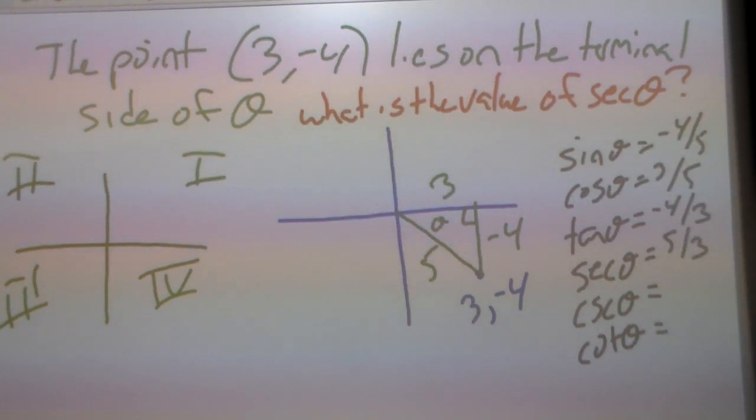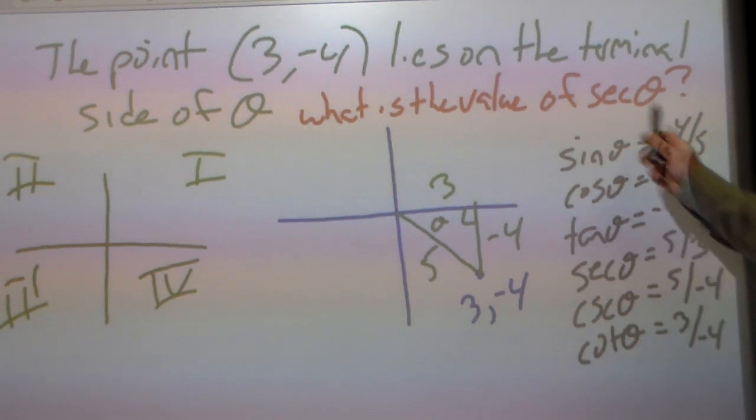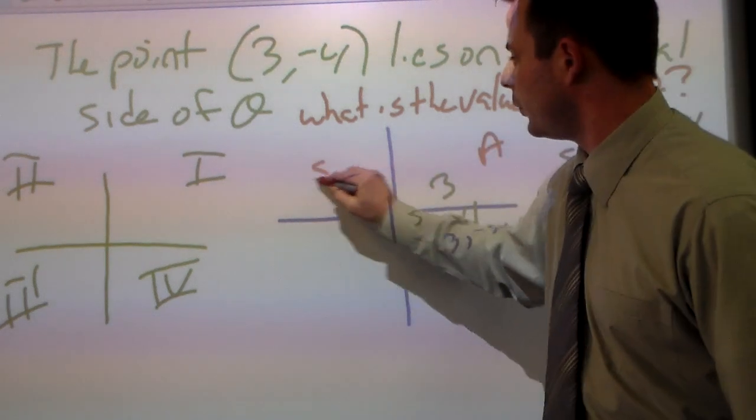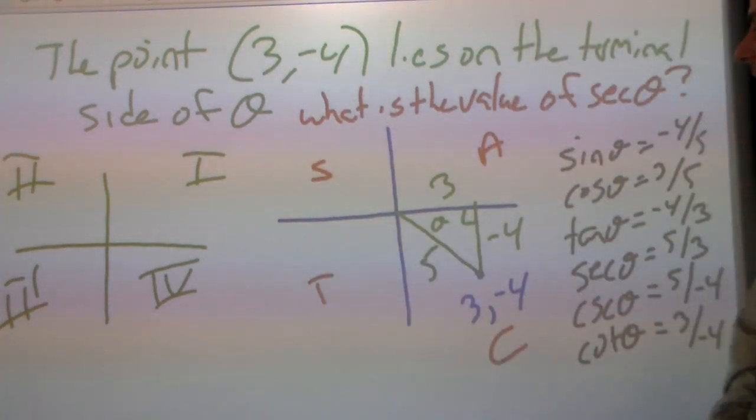Cosecant is the reciprocal of sine, so this is 5 over negative 4. Cotangent is the reciprocal of tangent, so cotangent is 3 over negative 4. So now let's look at all this information and compare this to all students take class.